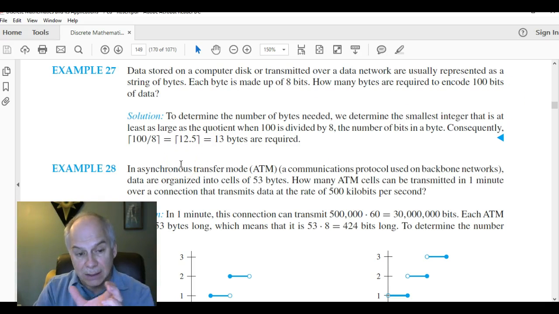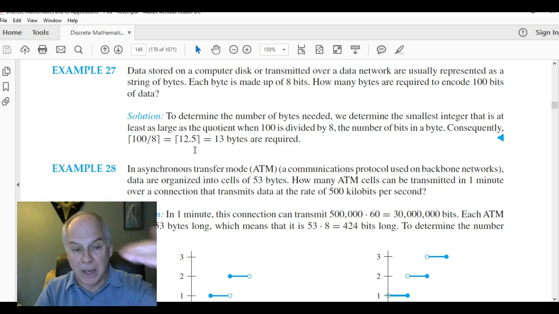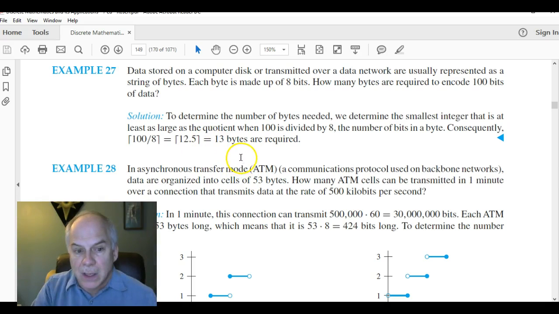Well, you're going to round up. So 100 divided by 8 is 12.5. But you're going to round up because you're going to need that 13th bit, or excuse me, 13th byte, even though it might only be half of that byte that has useful data in it. But you're going to need 13 bytes.